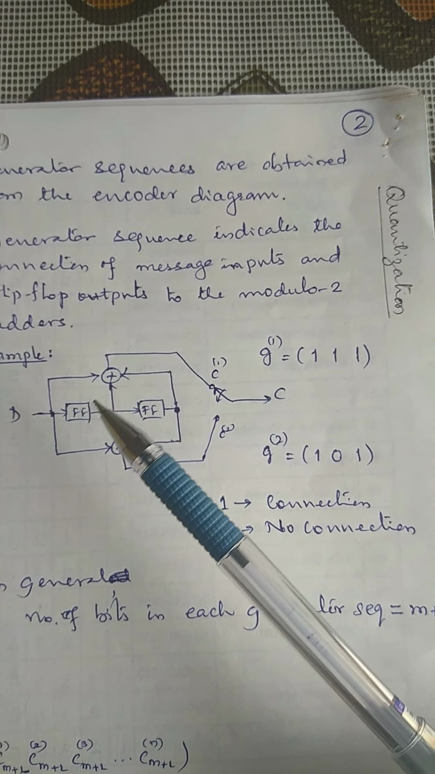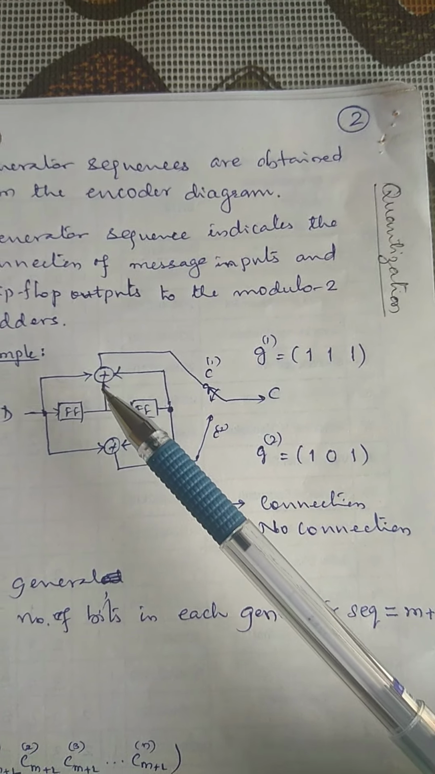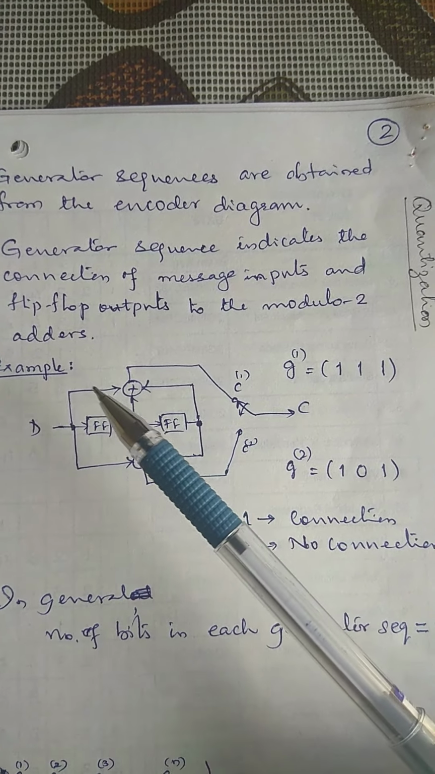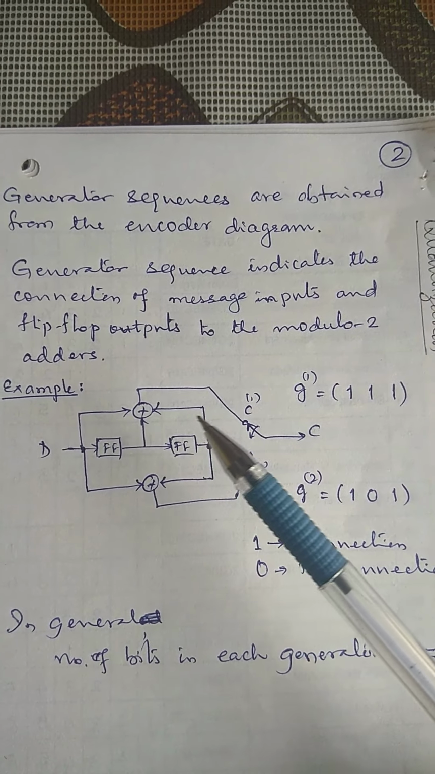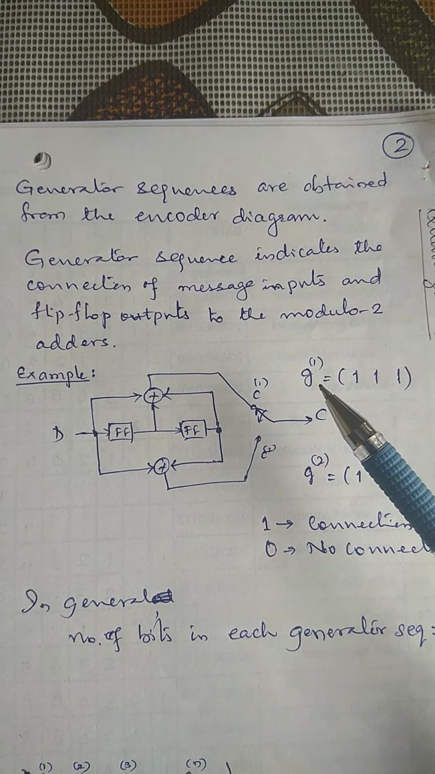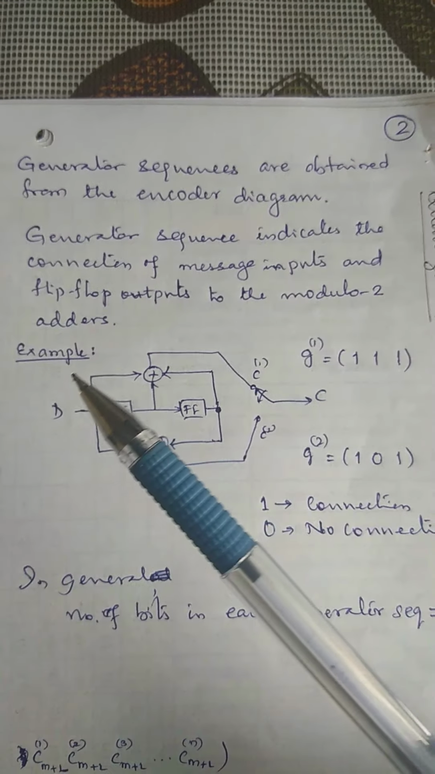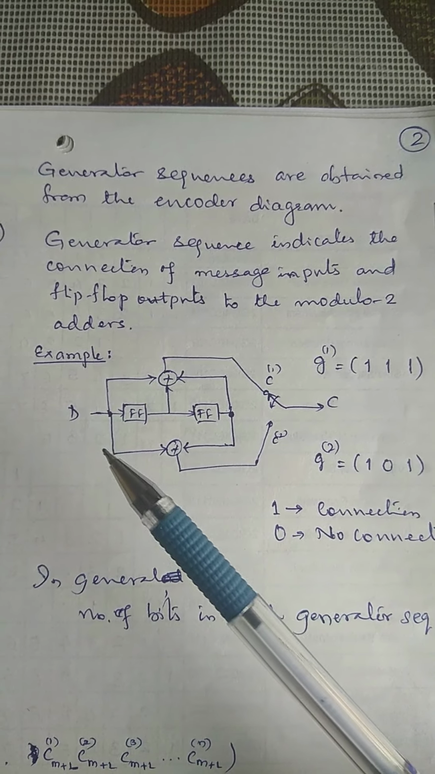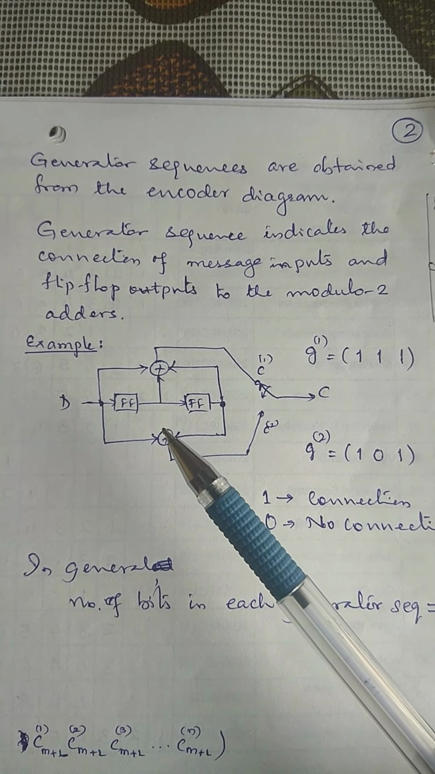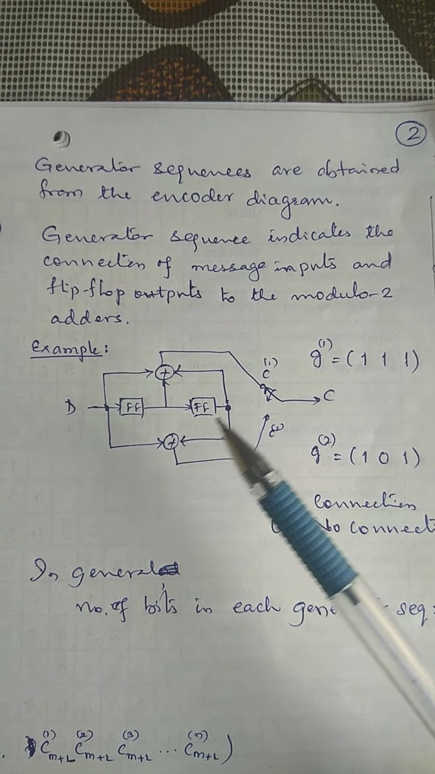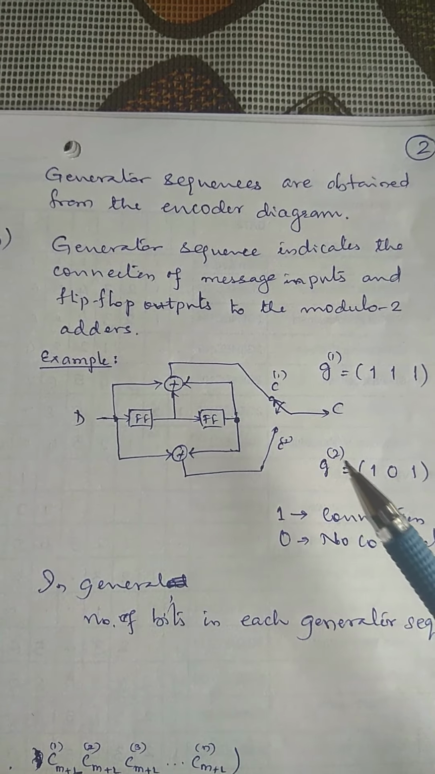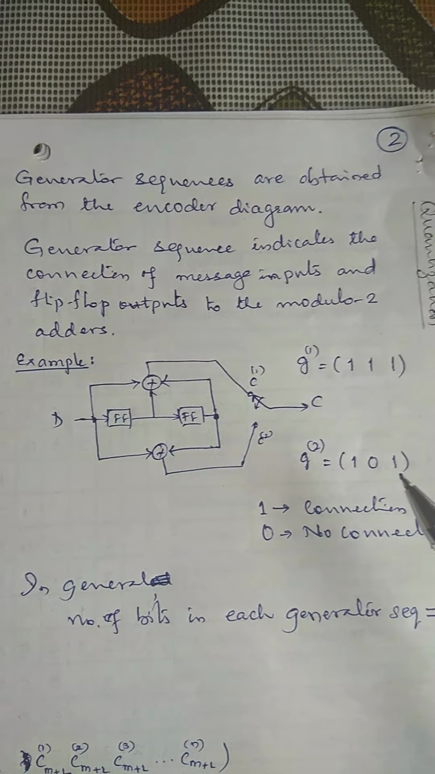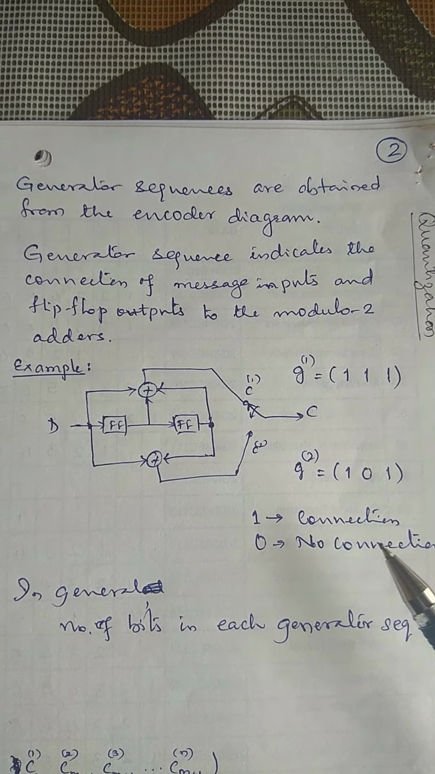Now in this case, the message input is connected to the modulo 2 adder, and both the flip-flop outputs are connected to the modulo 2 adder. So it is 1 1 1. Generator sequence 1 is 1 1 1 because all three are connected to the modulo 2 adder. Whereas for the second, it is 1, no connection from the first flip-flop output, and hence the second bit is 0. In the third, it is connected to the modulo 2 adder, so it is 1. So 1 indicates connection, 0 is no connection.